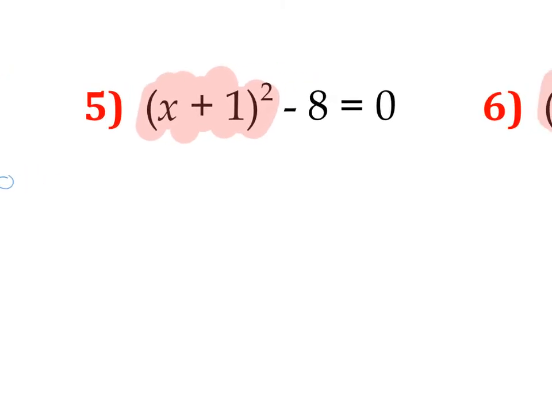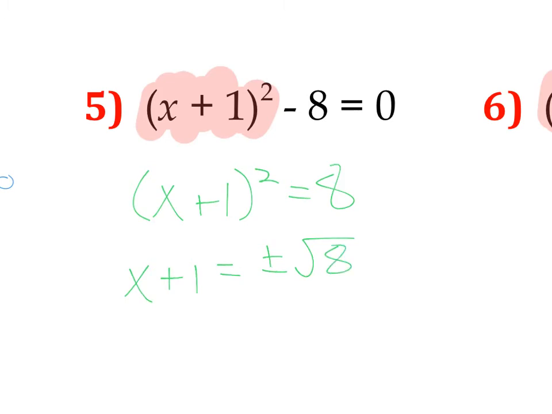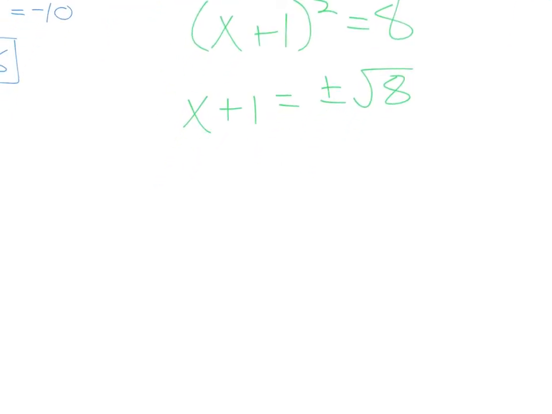All right, number 5. First and foremost, let's get that 8 to the other side. So (x plus 1) quantity squared equals 8. Then we'll take the square root. So x plus 1 equals positive or negative rad 8. Square root of 8 is not a clean number, so I'm just going to leave it like that. From here, this is where I have to set up two separate equations, right? I'm going to have x plus 1 equals the positive rad 8, and then x plus 1 equals the negative rad 8.